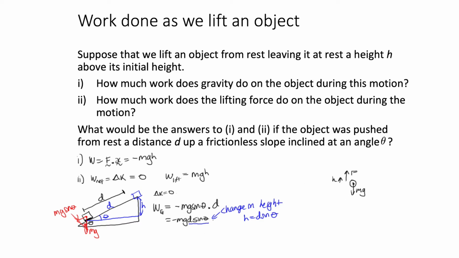Now part 2 says we need to calculate what work the lifting force does, which is the pushing force in this case. Again, because the change in kinetic energy is 0, the work done by the pushing force is going to be mgd sine theta, which if we want we could write as mgh, where h is the height difference of the object.